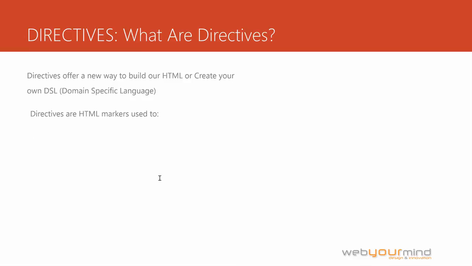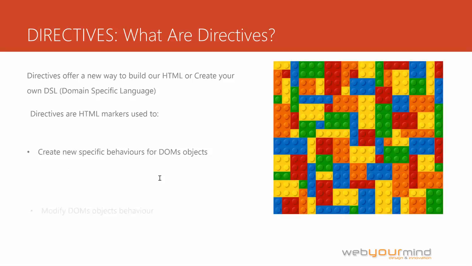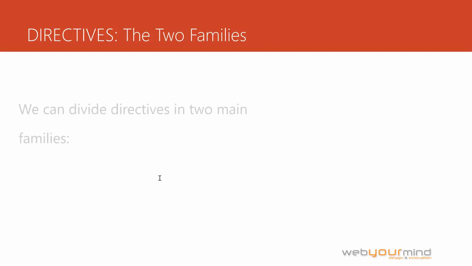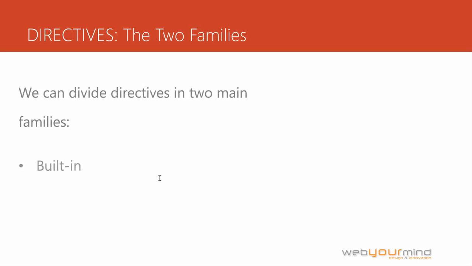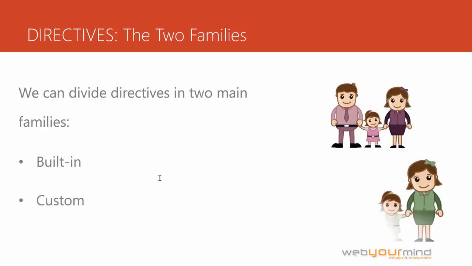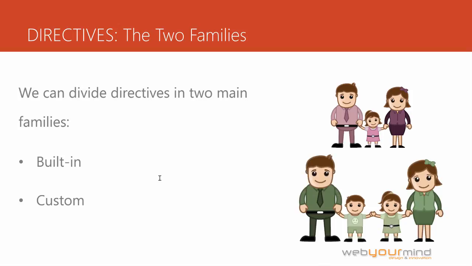So directives, as I said, they offer a new way to build HTML. They are used to create new specific behaviors for document objects, module objects. They modify the behavior as well. There are two families of directive. One are the built-in directives, so directives that are already existing within Angular. And the other ones are the custom directives, which are the ones that we will create on our own, like this slider directive that I just mentioned.